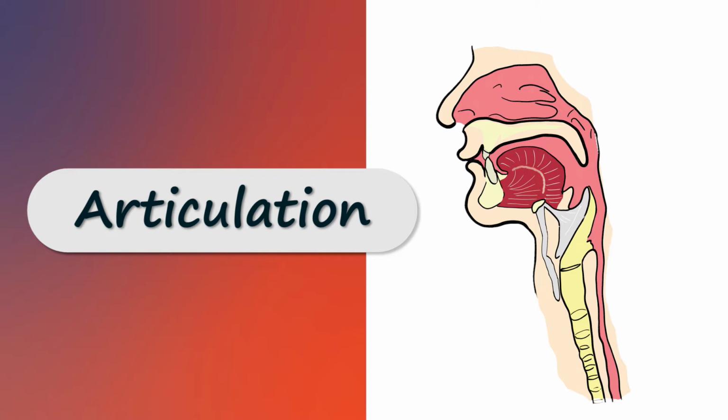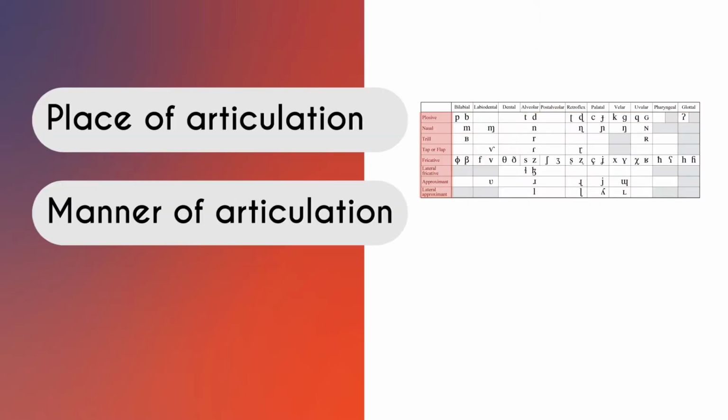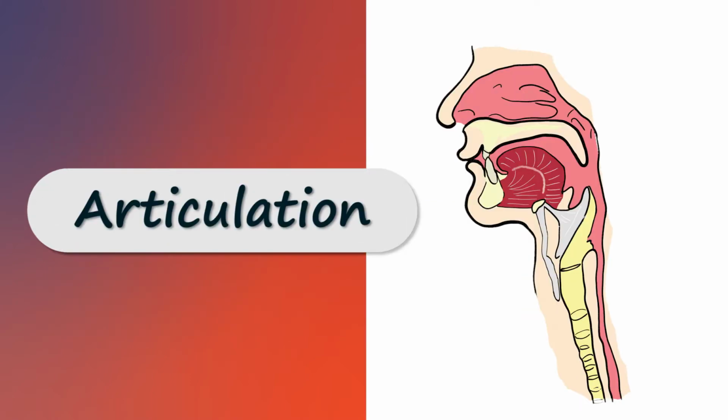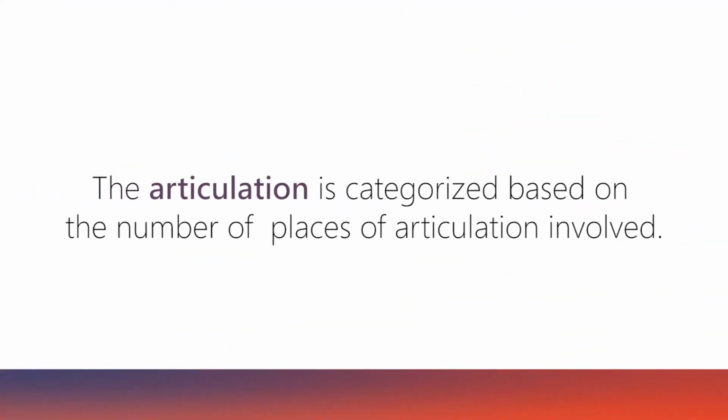I have discussed in this channel in previous videos: articulation, place of articulation, manner of articulation, the articulators. But there are also different types of articulation that can be distinguished from each other. They are categorized as different types based on how many points of articulation there are.